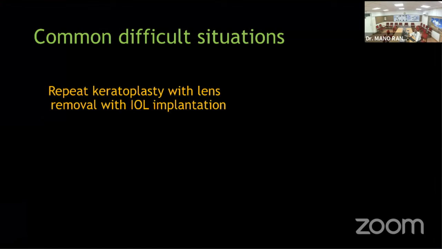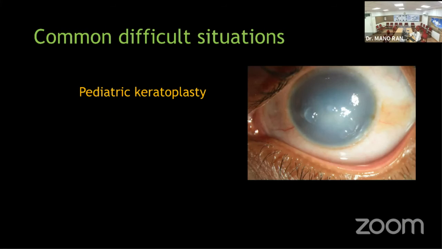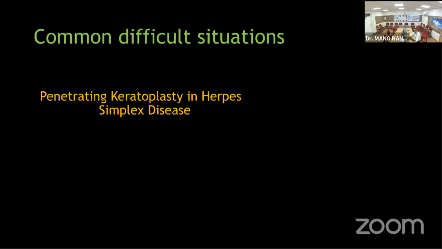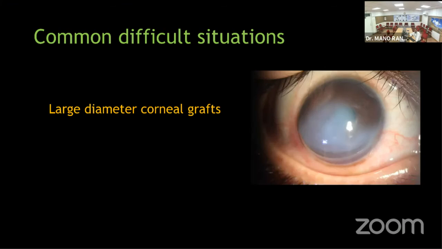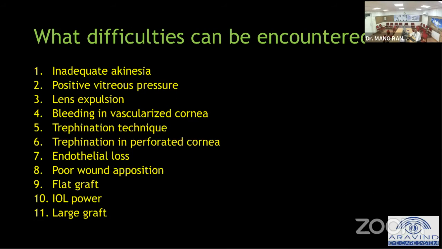The common difficult situations can be keratoplasty in a glaucomatous eye, repeat keratoplasty with IOL removal, lens removal and IOL implantation, pediatric keratoplasties, penetrating keratoplasty in complex herpes or corneal opacities, large diameter corneal grafts like keratoglobus or pellucid marginal degeneration, and keratoplasty in aphakias. All these situations share common problems: inadequate akinesia, positive vitreous pressure, lens expulsion, bleeding from the vascularized cornea, trephination technique difficulties, trephination in perforated corneas, endothelial loss during the procedure, poor wound apposition, flat graft, IOL power calculation in scarred corneas, and large graft management.